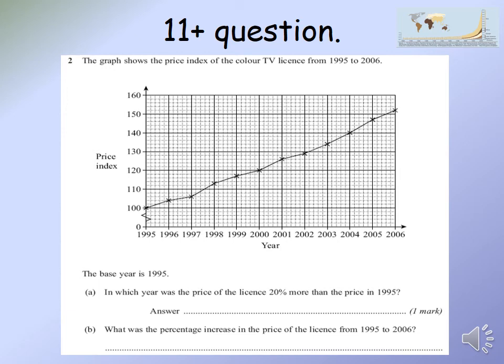And here is an 11 plus question for you to have a look at. So the information on the left hand side is what's known as a price index, and we always need a base year, which is 1995. So we start from 1995, and that is 100%, and then prices have increased gradually over the period. So I'll let you have a go at that question, and then I'll go through the answer. So 5 seconds to freeze the screen.